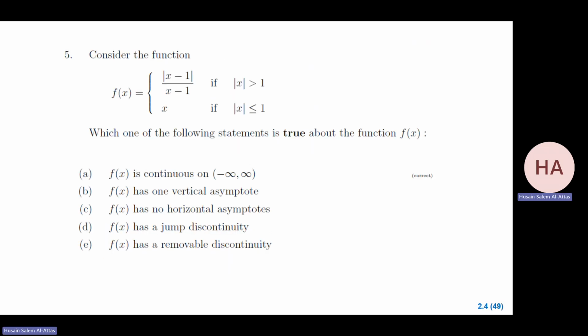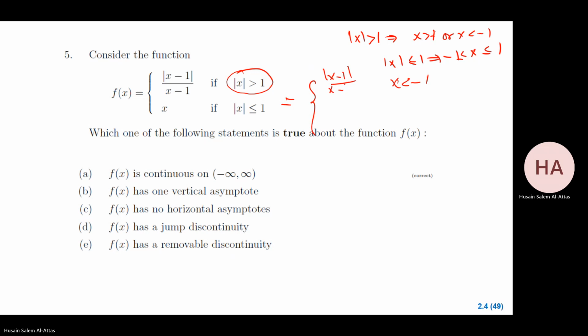Which is true about this function? Is it continuous? Do we have continuity? Look, when you have something like this, you need to rewrite it. Because this is greater than 1 means what? x greater than 1 or x less than −1. This one means what? x between −1 and 1. So this function actually, if x is less than −1, it is this one. If x is between −1 and 1, it is this one. And if x is greater than 1, it is this one.